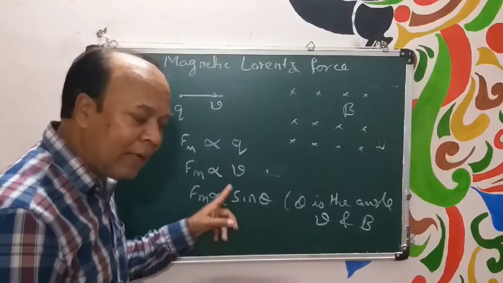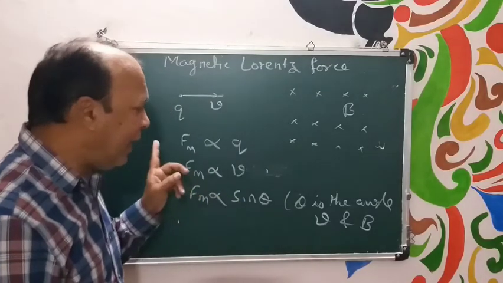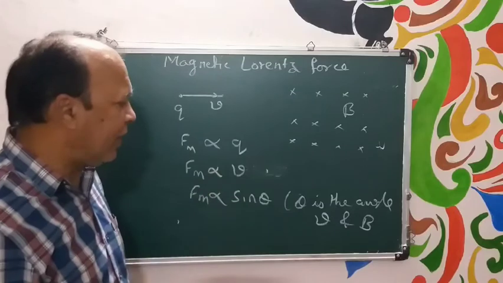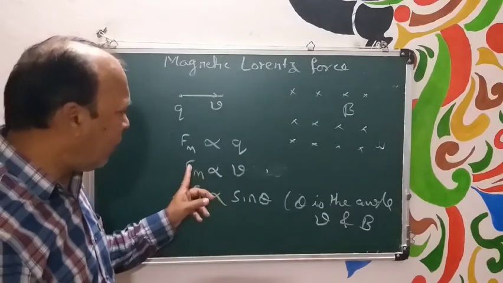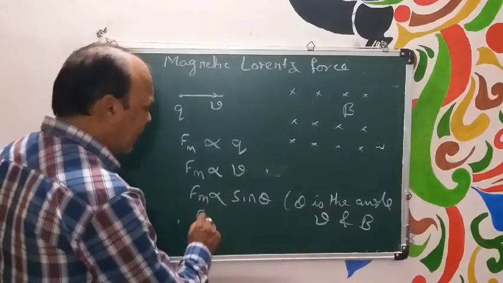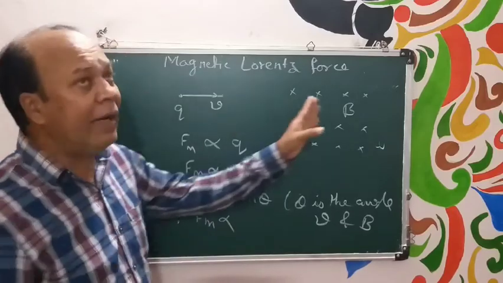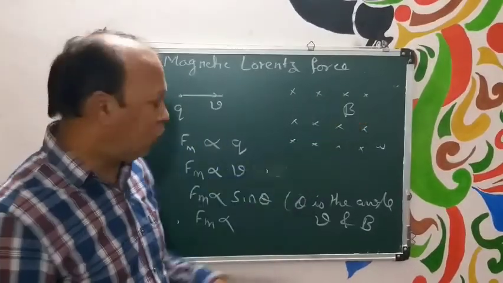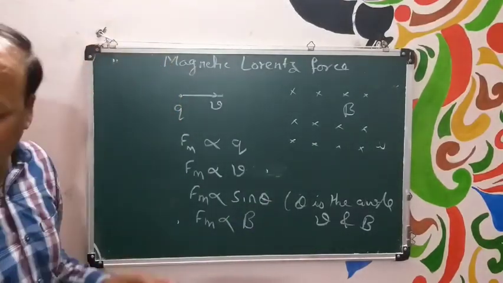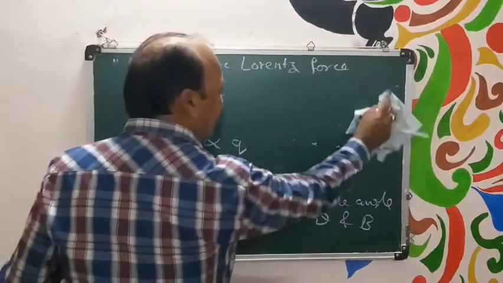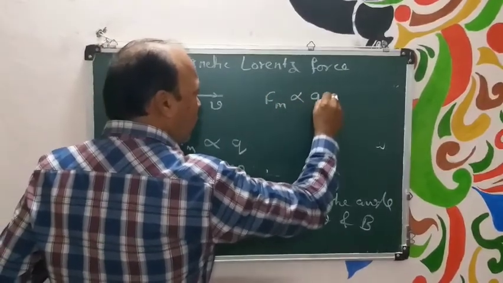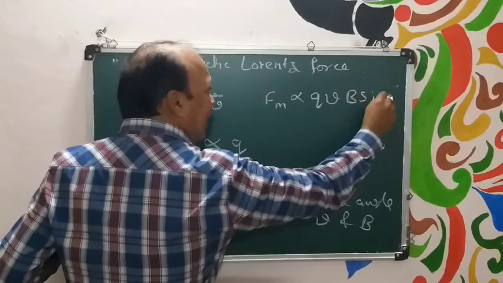Experimentally, it is observed that this force is always perpendicular to the velocity component. So I have written it two ways: Fm is proportional to V and Fm is proportional to sin theta. One more factor remains. It will also depend on the magnitude of the external field B, so Fm will be directly proportional to B also. Now if you combine all these factors, what will you find? This force Fm should be proportional to QVB sin theta.